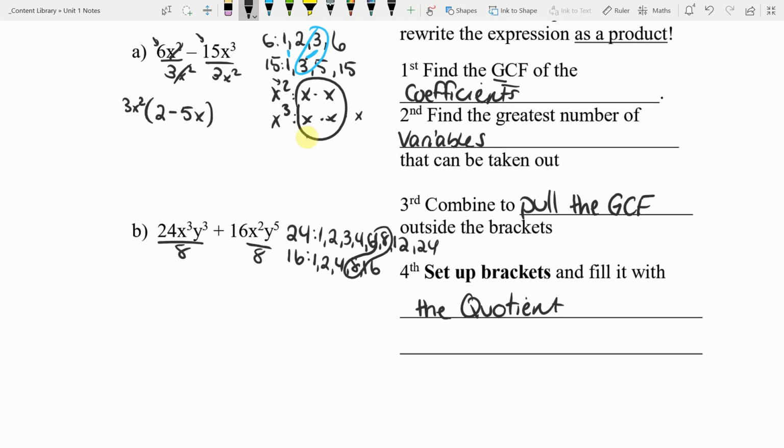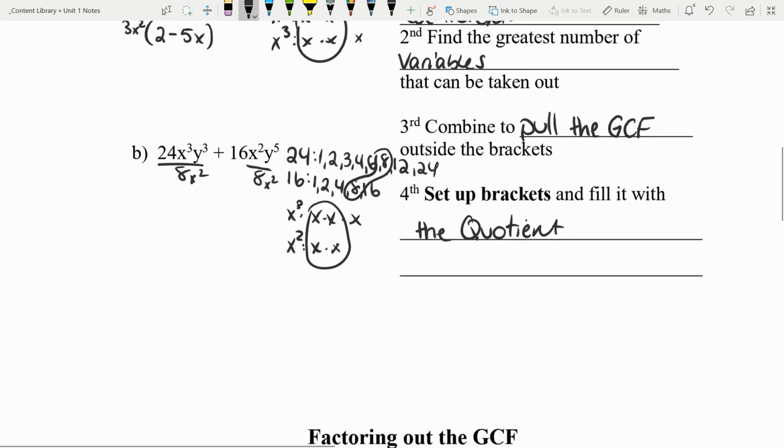Now this time I have 2 variables. So I have x cubed in the first term, which is x times x times x, and I have x squared in the second term. So I can take 2 x's out. I also have y's that I could take out. So I have a y cubed and a y to the 5th. Remember, this is a step where if you can do it in your head, you don't need to write it down. So it looks here like I could take 3. And remember we said the smallest number. So notice that 3 is my smallest exponent there for y.